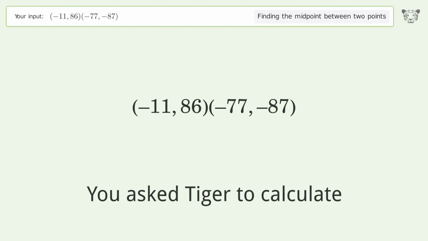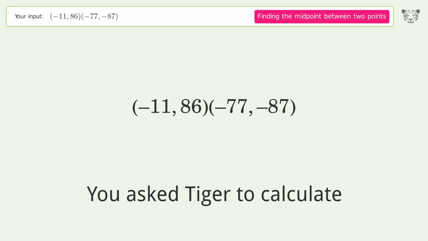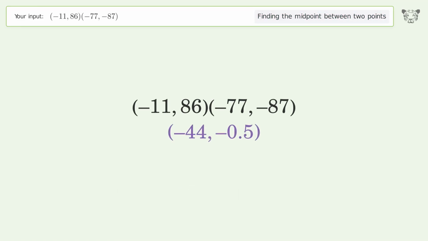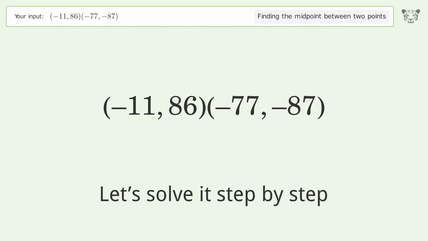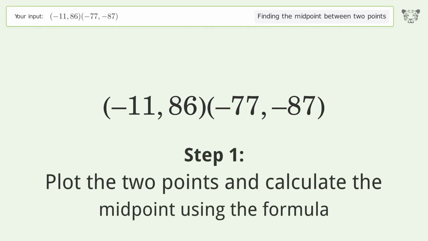You ask Tiger to calculate. This deals with finding the midpoint between 2 points. The midpoint between the 2 points is -44, -0.5. Let's solve it step by step. Plot the 2 points and calculate the midpoint using the formula.